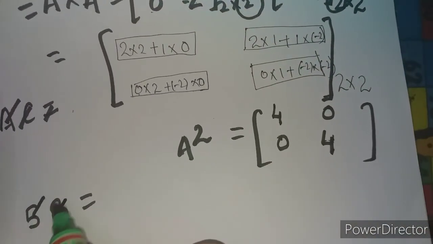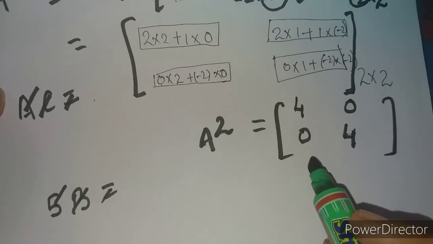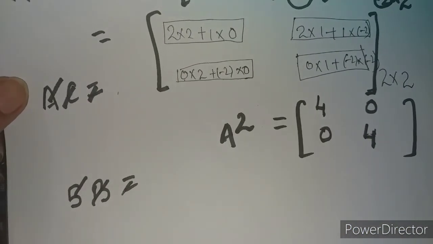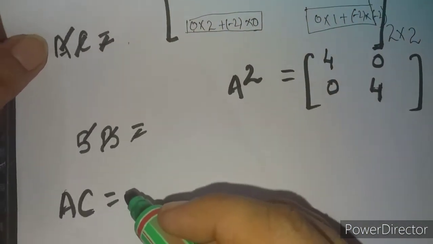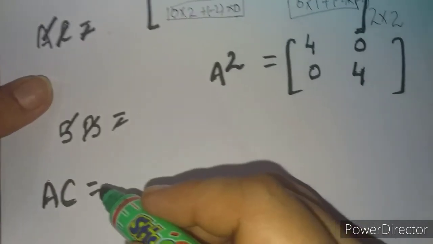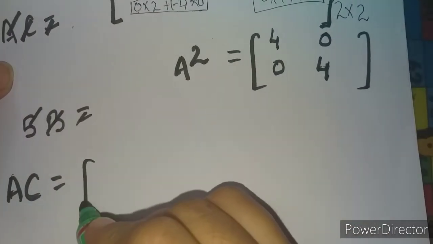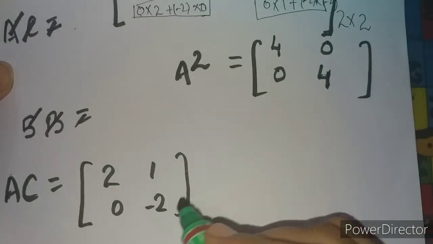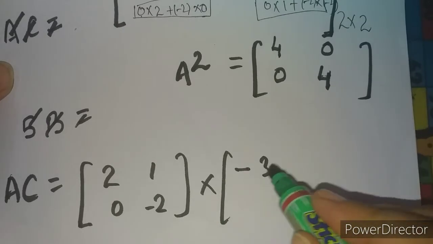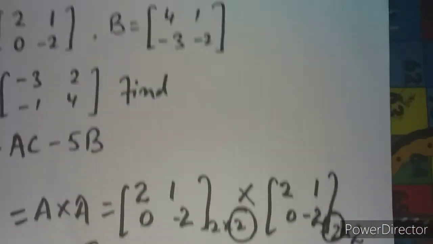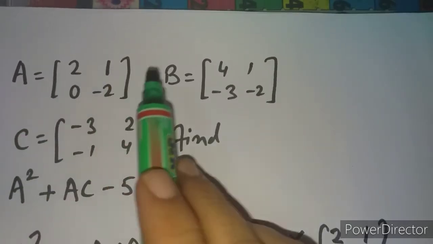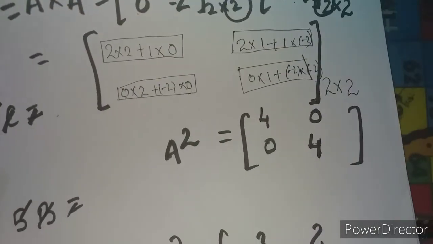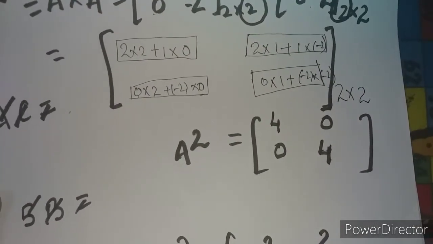Then we need 5B also, I need to cut from here because now after A square, keep it like this, we need this later on. So then we will find what is AC. AC means multiplication of matrix A with matrix C. Okay, so first we need to write clearly matrix A is 2 1 0 minus 2 and cross C matrix is minus 3 2. From where I am writing, it was given to us in the question, A matrix, B matrix and C matrix. So I am simply putting the value of A and C here, right? So minus 3 2 and minus 1 4 I have written here.